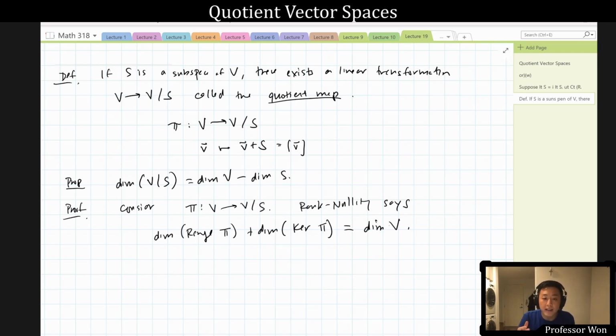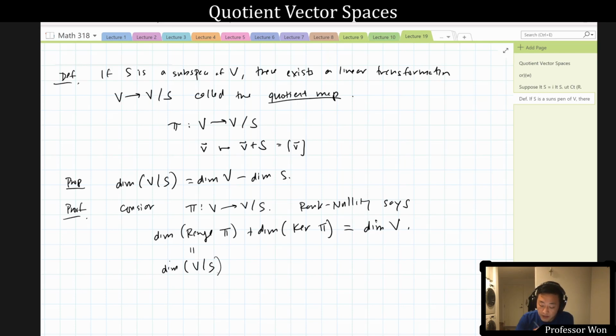Okay, well, what is the range of pi? The range of pi is all of the vectors that pi actually hits. But of course, we're defining pi by sending v to v plus s, which means that we're going to hit every single plane parallel to s, because we're allowing any vector v to be plugged into pi, so we'll get any plane we want. So this range of pi is just V mod S.